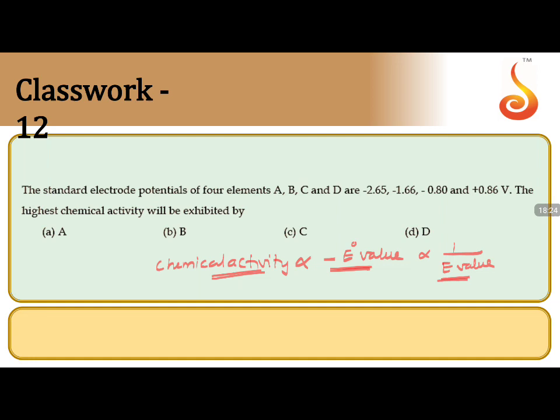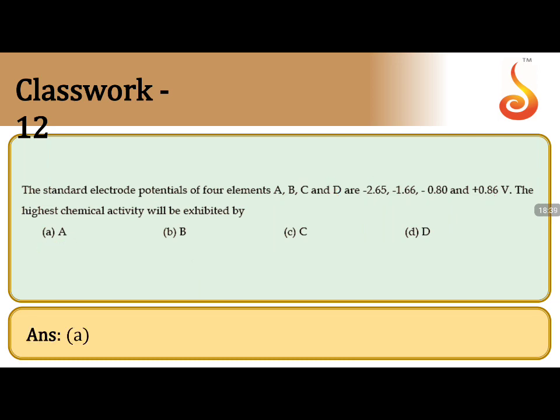So if you see, these are negative and this is positive. Positive is already eliminated, D has been eliminated from the list. Among A, B, C, which is having more negative, 2.65. So what will be the answer for us? A will be our answer, because of the highest negative, that will have more reactivity.